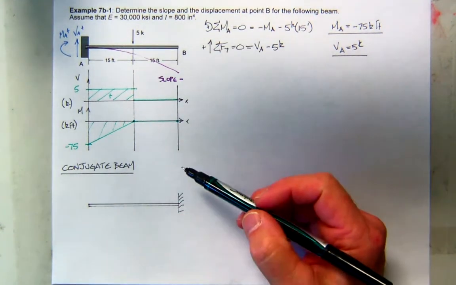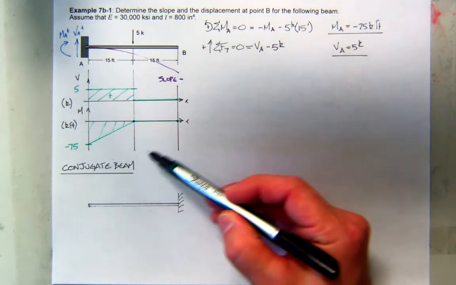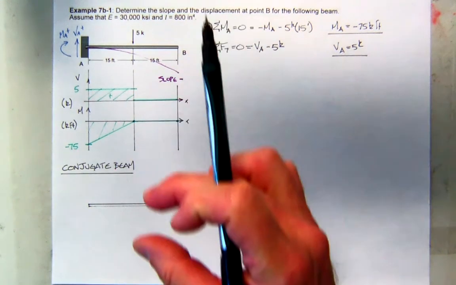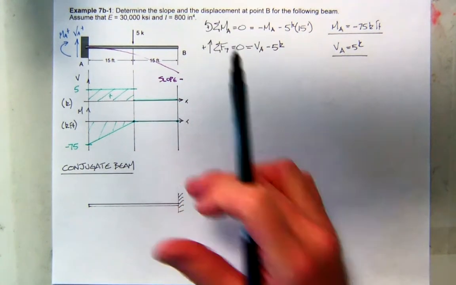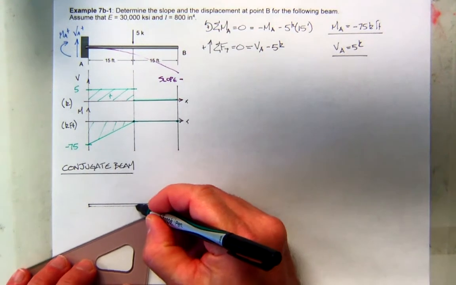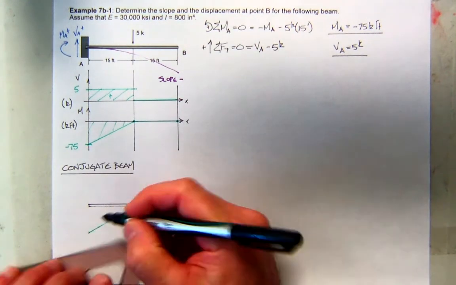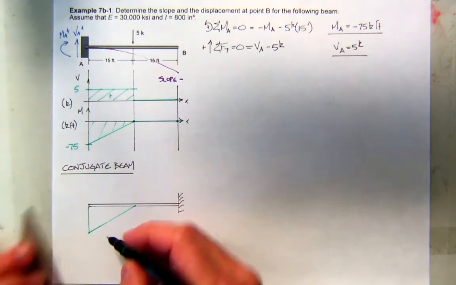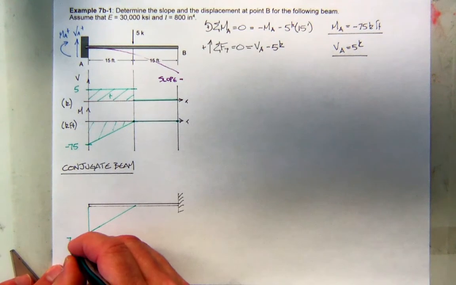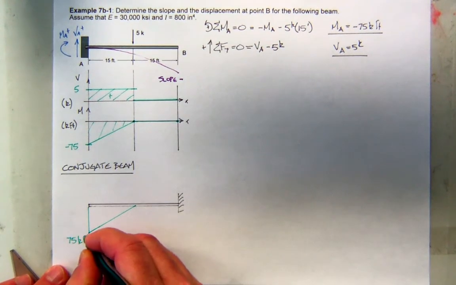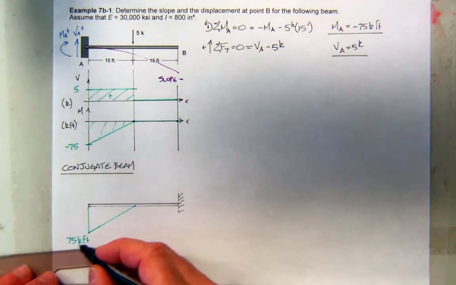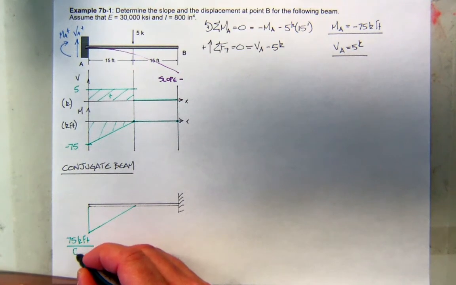And now what I like to do is imagine taking that load, that moment diagram, picking it up, boom, and dropping it right on the beam. And when I do that, I get something that looks like this. And that has a value of 75 kip feet. That's the moment. But now in the conjugate space, we divide it by EI.